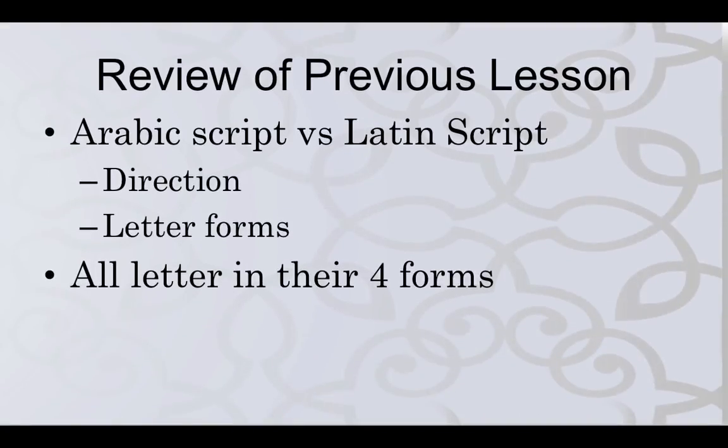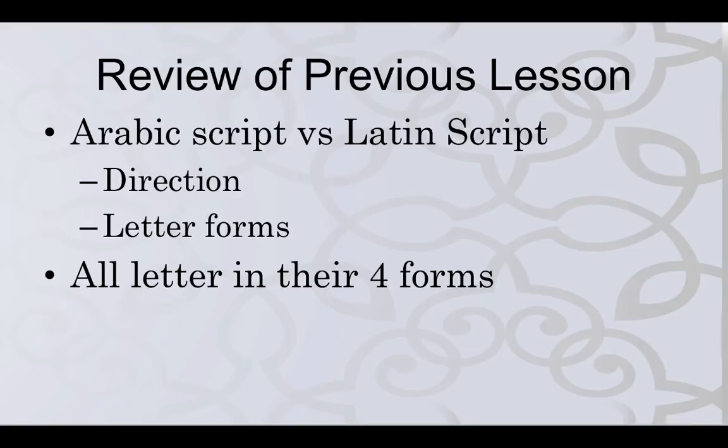Okay, review of the previous lesson. If you remember, we spoke a little bit in the previous lesson about Arabic script versus Latin script. In the Arabic script, the direction is from right to left, whereas in Latin script, the direction is left to right. In the Arabic script, the letters are in 4 forms, whereas in Latin script, the letters are only in 1 form. And the 4 forms the letters in the Arabic script can take are initial, medial, final, and isolated. Those are the 4 forms. And then we talked about all the letters in their 4 forms.